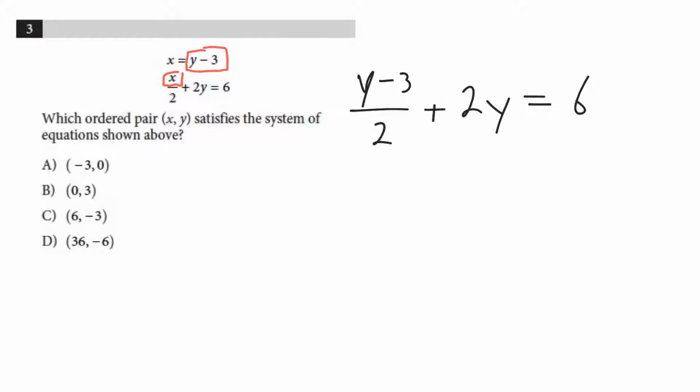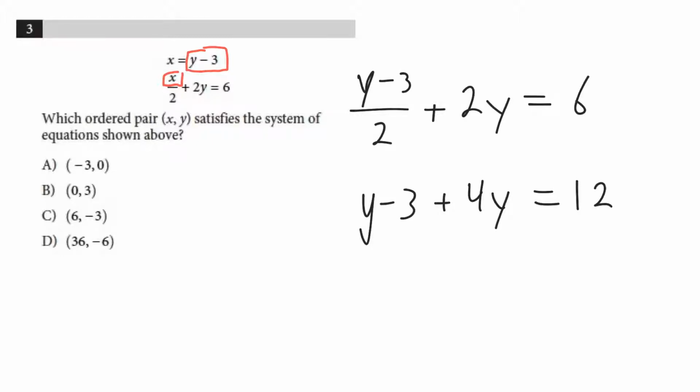this equation shown. So it'd be nice to get rid of that denominator. To do that, I'm going to do what's called clearing the denominator. So I'm just going to multiply everything by 2 on both sides. So I'm going to multiply the first term by 2, and I'll get y minus 3. That cancels out the denominator. I'll multiply the second term by 2, and I'll get 4y, and then multiply the 6 by 2, get 12.